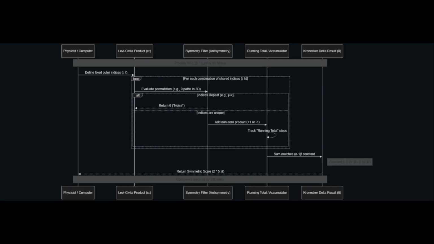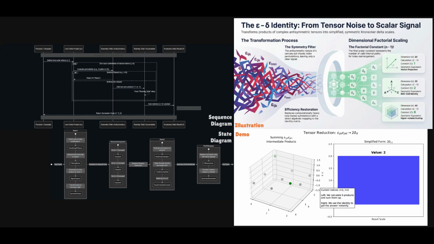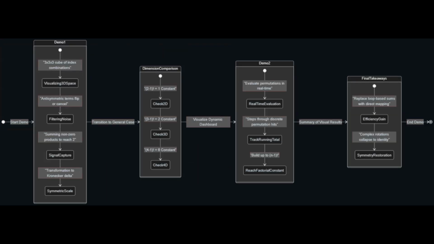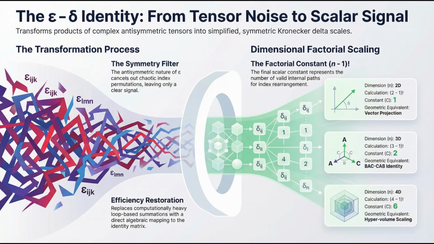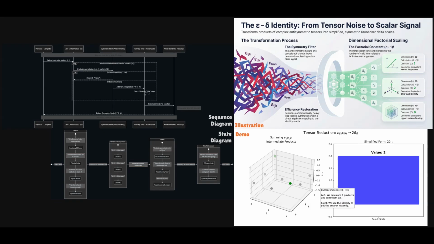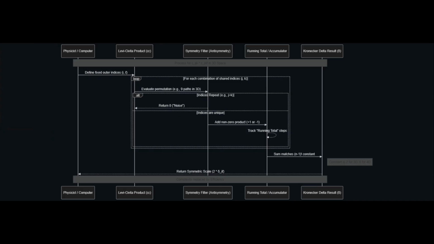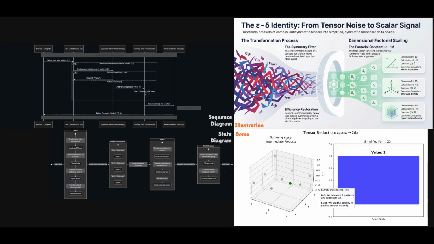The symmetry filter in action. Just as in the state diagram, the sequence highlights a filter that discards combinations with repeated elements. This ensures that only unique, non-zero permutations are permitted to pass through to the next stage. Building the running total. The diagram depicts a running total that accumulates in discrete jumps. Each successful hit from a valid permutation adds to the sum until it reaches a specific constant, which acts as a counter for the valid ways those internal paths can be rearranged.